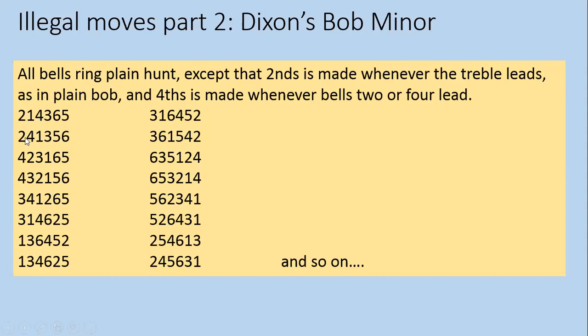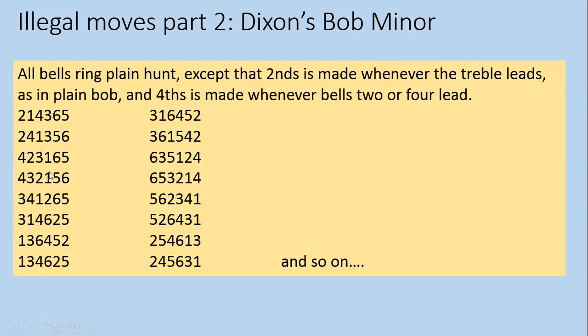Treble comes up, four comes down. Now the next section here, four is leading at handstroke, leads again at backstroke. As a result, a bell has to make fourths. That's the treble. Four, three, two, one, five and six do another dodge. And then the treble comes back down to lead. So this is quite a short lead, a bit like something like Little Bob.